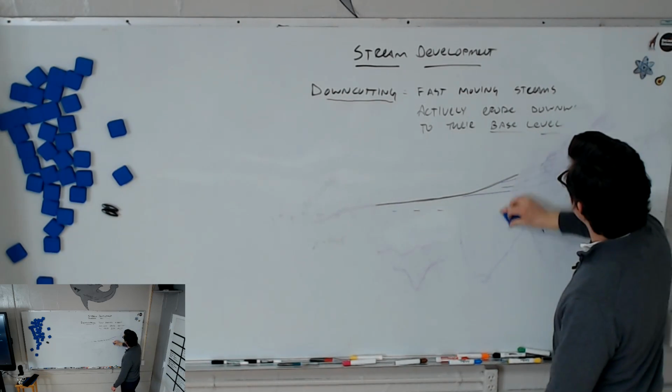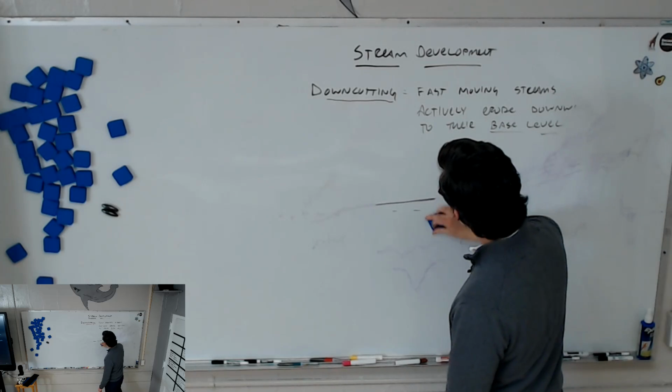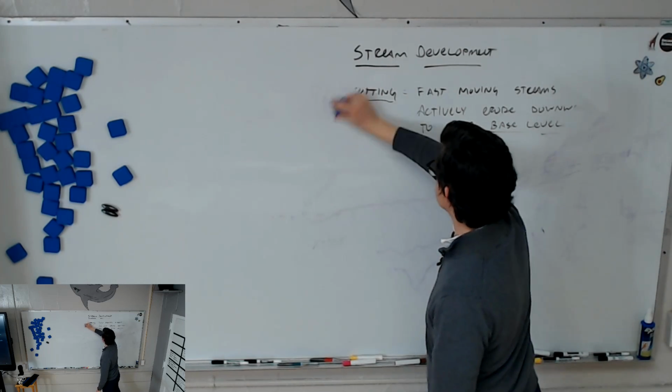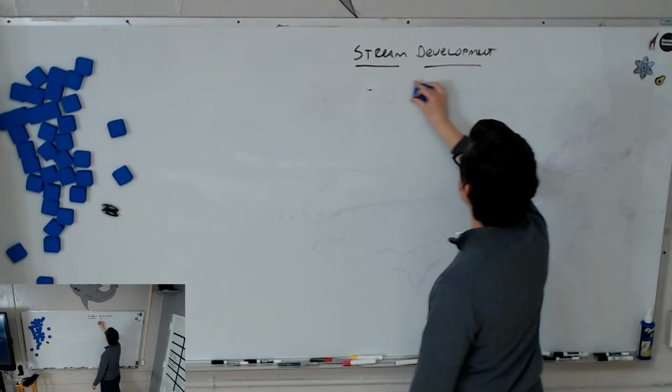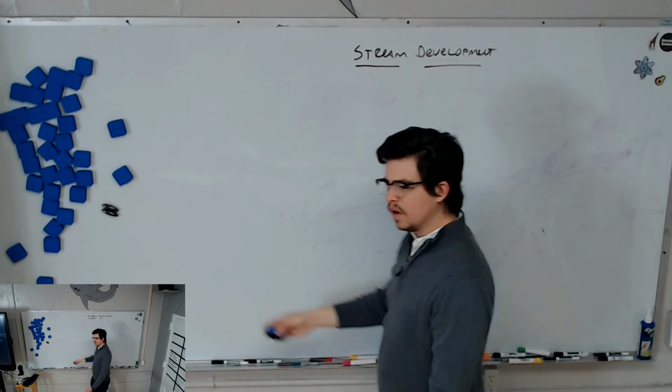Okay, anyway, while I'm doing this, you write down the next thing we're going to talk about, which is meandering streams. Meandering. This is kind of how you guys live your life. You just meander from place to place, right? You slowly. Yeah, what is that supposed to mean?